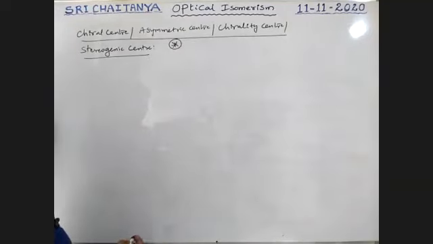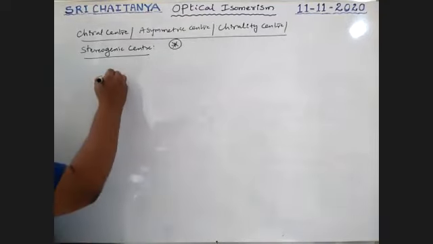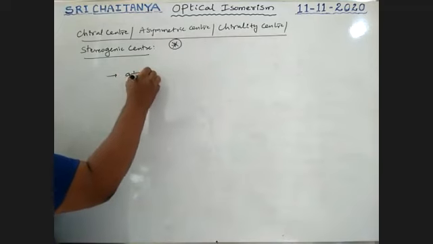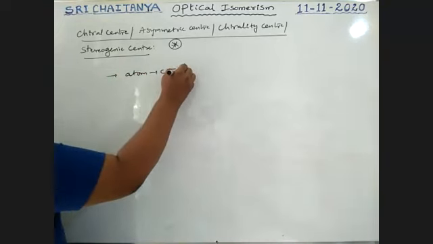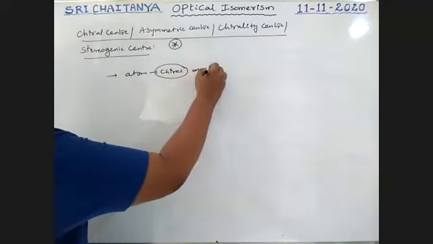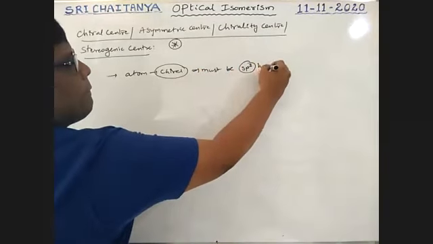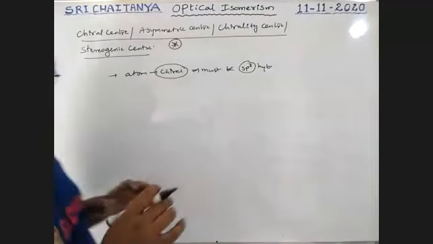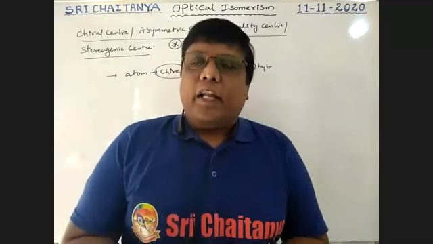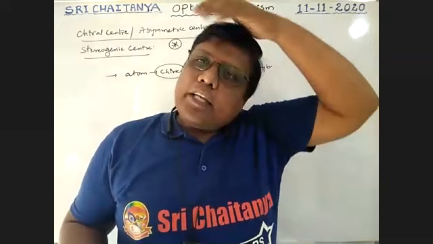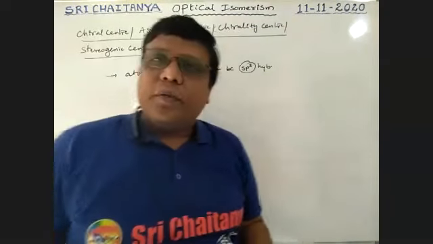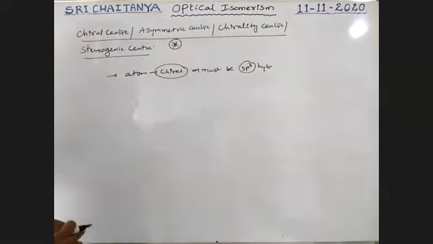See here, boys. First one. Atom, that is chiral. It must be sp3 hybridized. So what do we call it? We call it a chiral. That should be an sp3 carbon, boys. sp2 and sp are not considered, boys. So that atom must be sp3 hybridized.